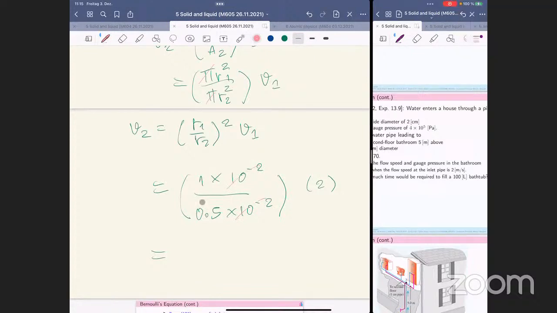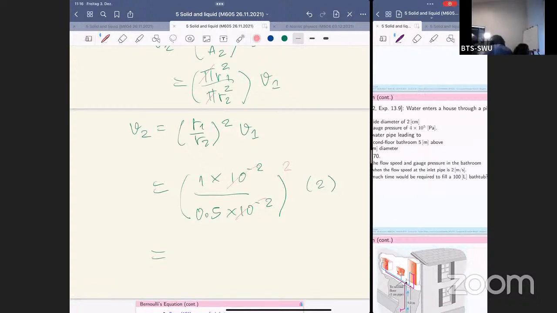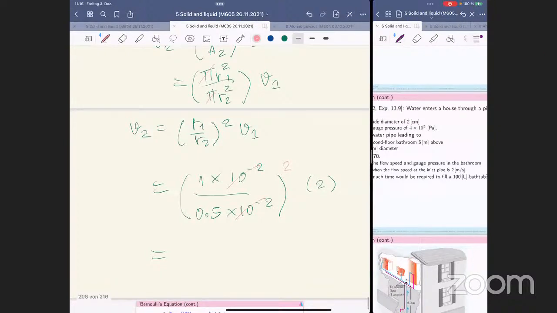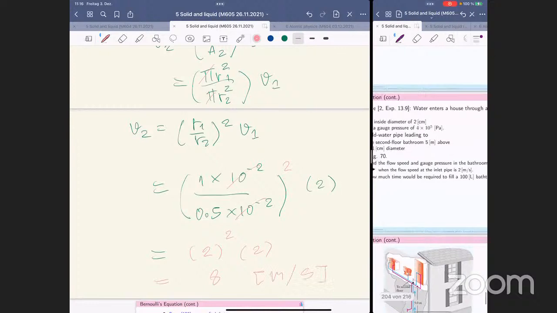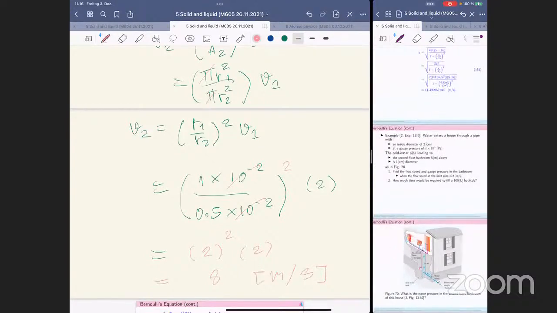Sorry for that, you should have also number 2 as the power. Yes, you have number 2 right here. So 2 squared times number 2 is equal to 8 meters per second. And that's the first quantity you could deliver to the first sub question right here.